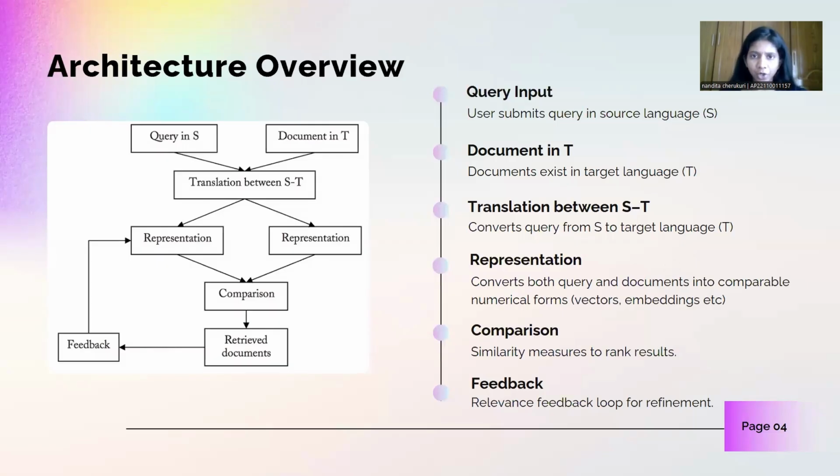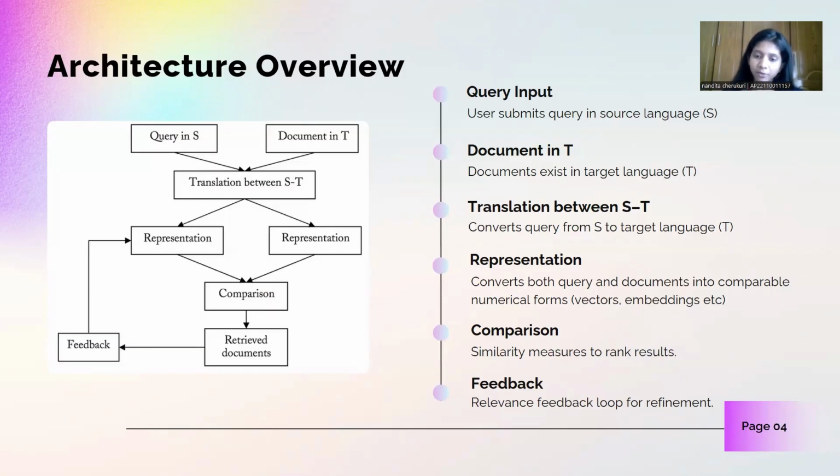So coming to the architecture of CLIR, it starts off with the user submitting a query in the source language, while the documents exist in a target language. And later, a translation happens between the source and the target language, where we convert the user query from its source language to the target language. And then at the representation stage, it converts both the query and the documents into comparable numerical forms, for example, vectors or embeddings, etc. And later, we start comparing the documents to find the most relevant documents, so this is when we use similarity measures to rank the results.